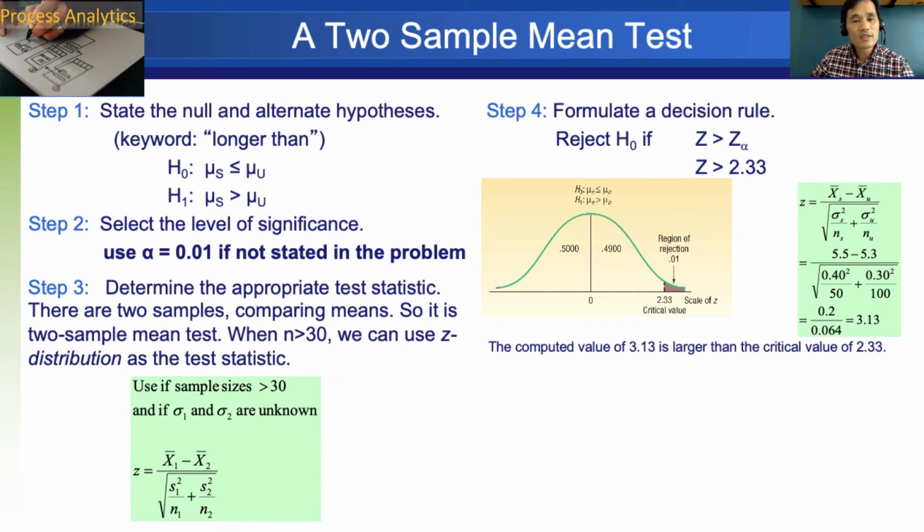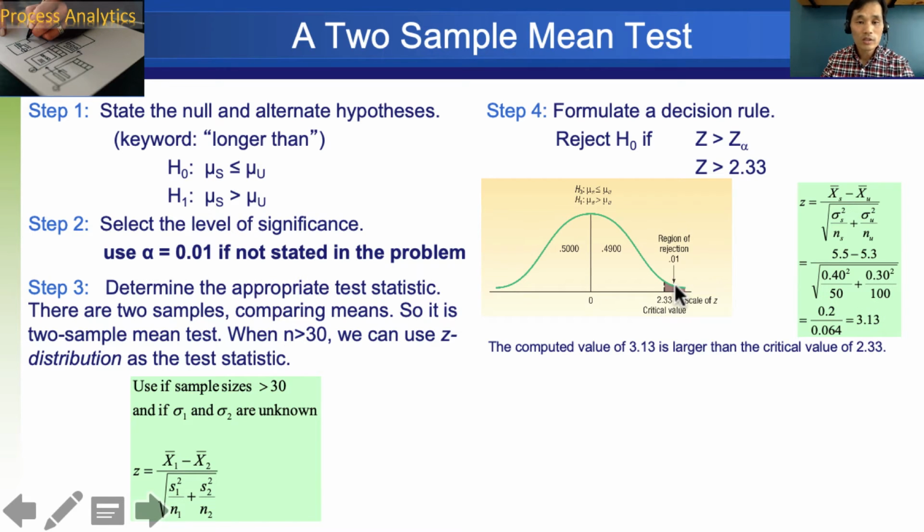Step 4, formulate the decision rule. Reject null hypothesis if z is greater than z alpha, and that is z is greater than 2.33, right? So 2.33 is right here, and if z is greater than that, then you're going to reject the null hypothesis, meaning that the new U-scan system's efficiency is better than standard system. So plug the numbers that we found from the previous slide into this formula, then we get 3.13.